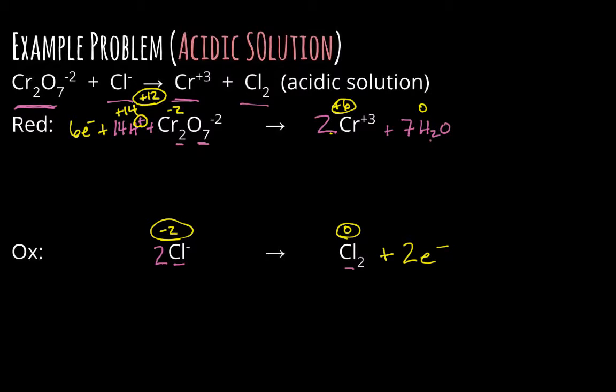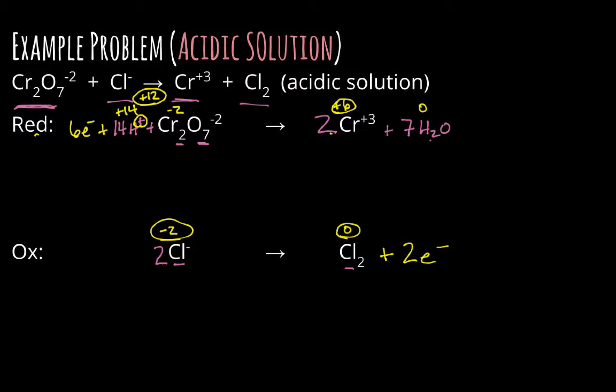Now the way this will work out is that you should always have the electrons on opposite sides. It's because one is losing electrons, one is gaining electrons, which is reflected in where those electrons are. So for the reduction reaction, you can see the electrons are being added in, the oxidation, they're being given off or they're being lost.